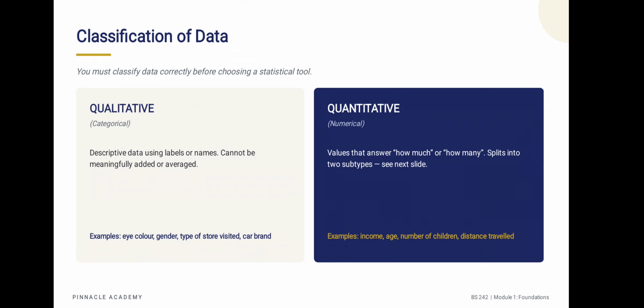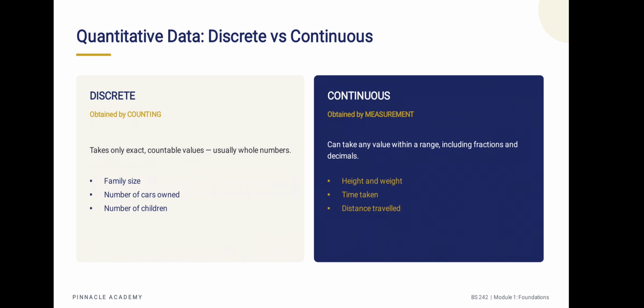The first one is discrete data. Okay, so discrete data takes only exact countable values that you obtain by counting. For example, a family size is a perfect example of discrete data. You can have 3 children or 4 children, but you cannot have 3.5 children. Please tell me who has 3.5 children. Even a 1 day old child in a family is counted as one whole child.